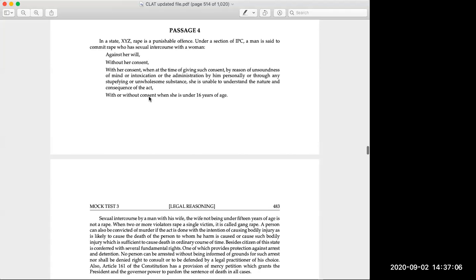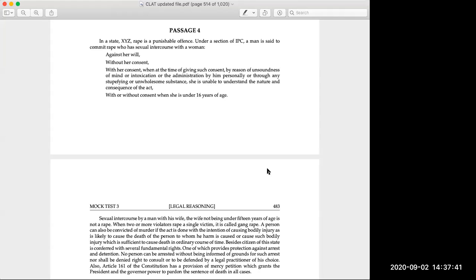When two or more violators rape a single victim, it is called gang rape. A person can also be convicted of murder if the act is done with the intention of causing bodily injury likely to cause the death of the person to whom harm is caused, or causes such bodily injury which is sufficient to cause death in the ordinary course of nature.